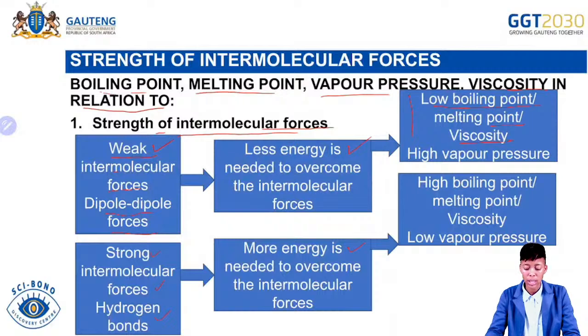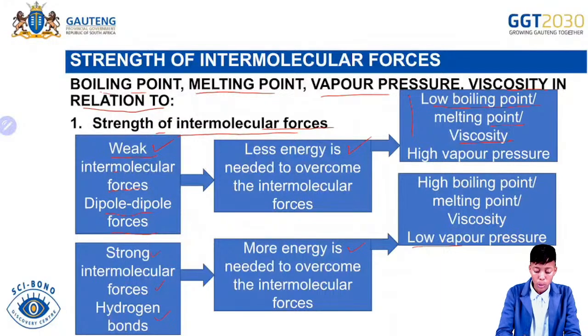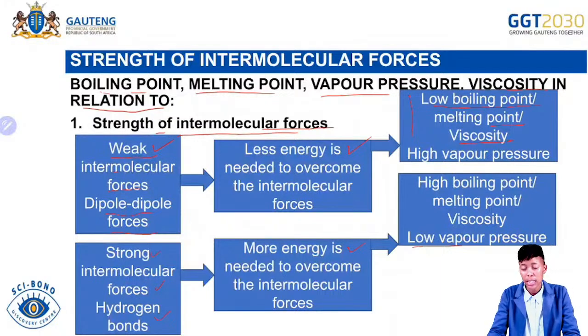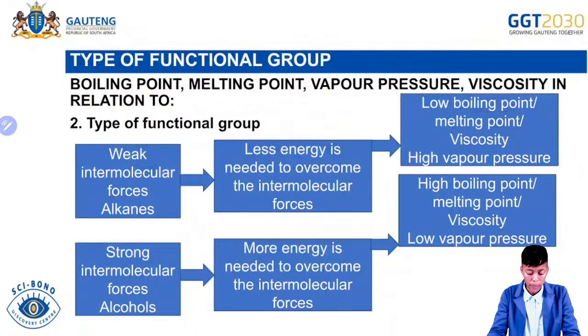The intermolecular forces, so they are opposites. Therefore, it means that you are going to have a high boiling point, melting point, and viscosity, but it therefore means that you are going to have what? A low vapor pressure. So that is our number one, in terms of the strength of the intermolecular forces.